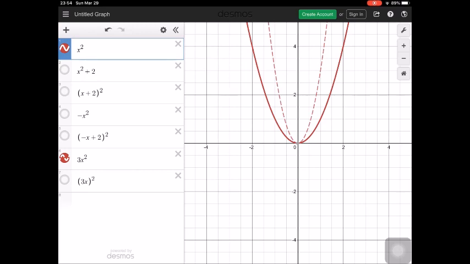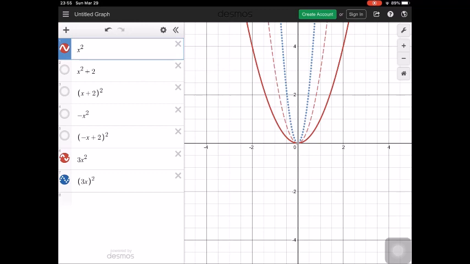And finally, for the last case, function number 7, I'm gonna graph this, and we get this blue dashed function, (3x) squared. This is called a horizontal stretch, okay? And as with example number 6, this also causes a compression of the original parent function, okay?